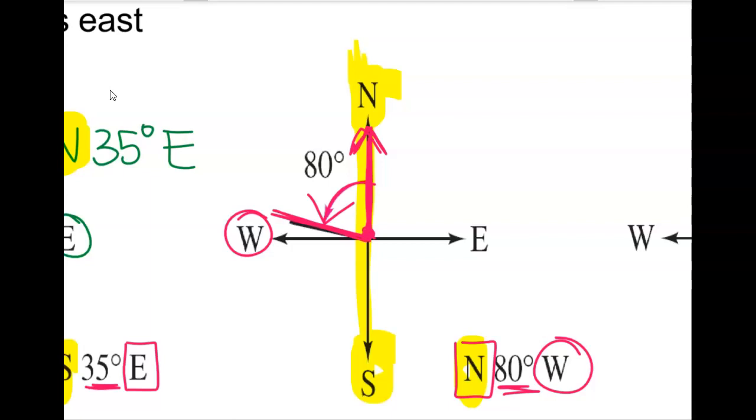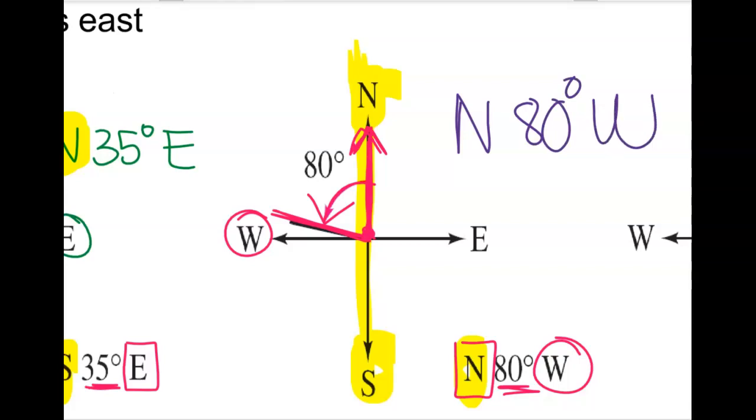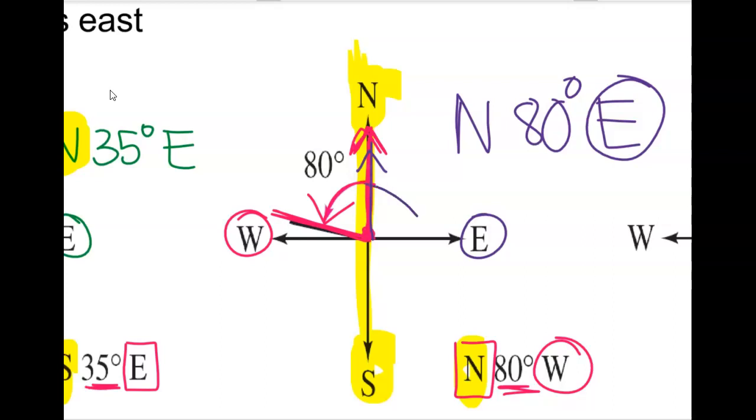Now let's do something a little different. So let's graph north 80 degrees west. Well, that will be the same. That's not what I meant. Let's change west for east. So I will start here at north and then go 80 degrees, but towards the right because I want to go in the east direction. And so that will be the difference.